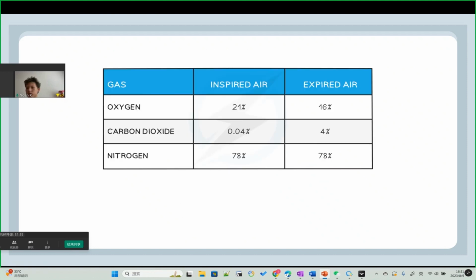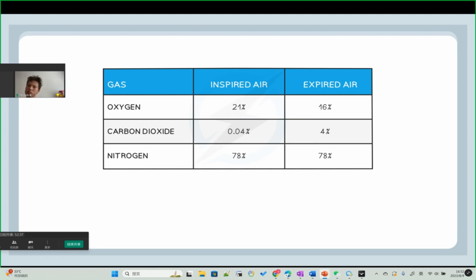And then we just move on to the differences between inspired air and expired air. So, of course, we say that there's differences between the oxygen and carbon dioxide concentration. And you need to memorize this statistic. Oxygen changes from 21 to 16, and carbon dioxide changes from 0.04 to 4. And then we say nitrogen is not used in our human body. So when we're breathing in and breathing out, the concentration remains constant.